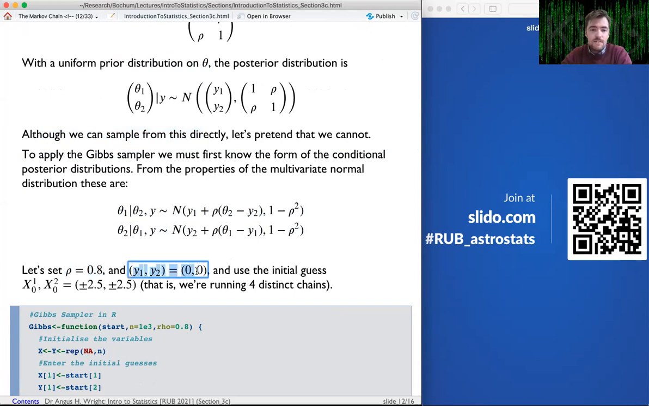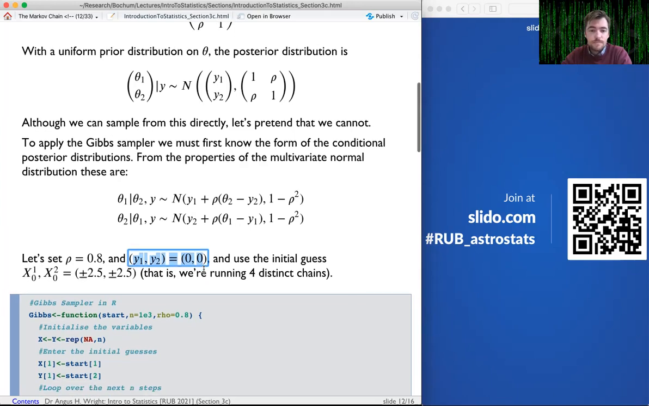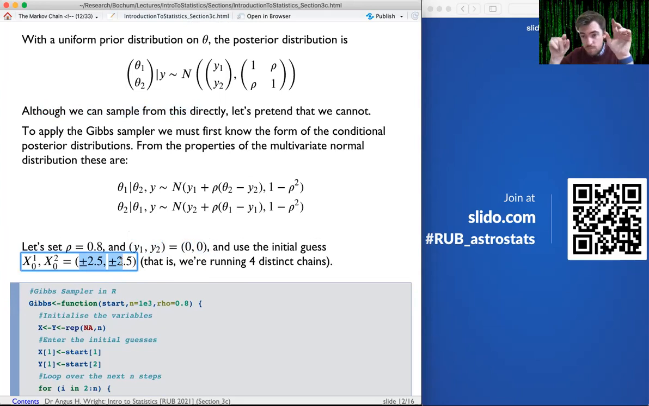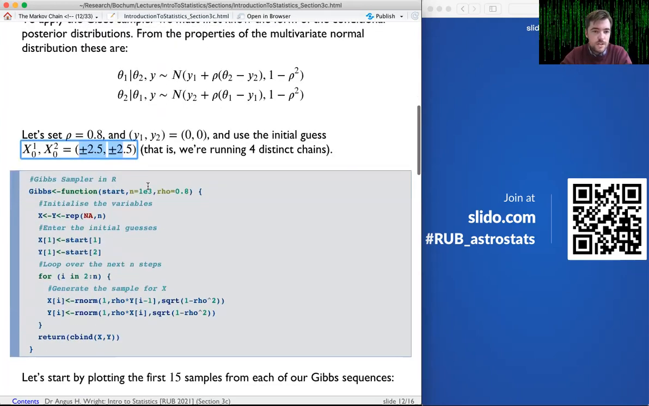So let's assume that rho is equal to 0.8, so quite heavily correlated. And let's give a starting guess of 0, 0. Okay, the origin. Sorry, the true centroid is the origin, and let's use starting guesses that are at plus minus 2.5. So there's a starting guess at plus 2.5, minus 2.5, plus 2.5, plus 2.5, minus 2.5, plus 2.5, minus 2.5, minus 2.5. So 4 distinct chains.